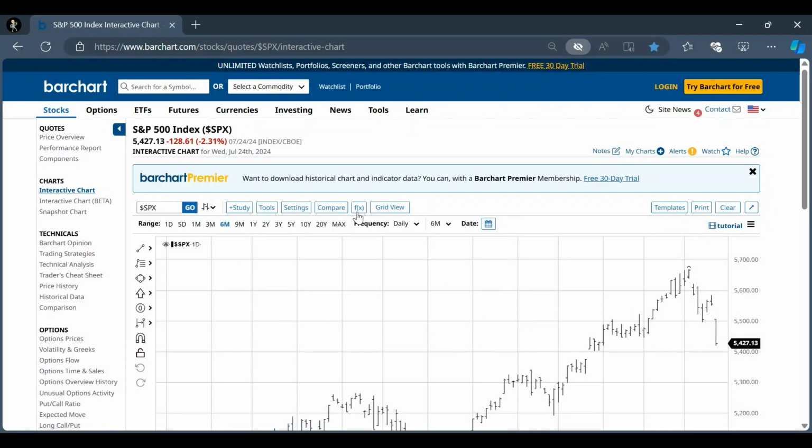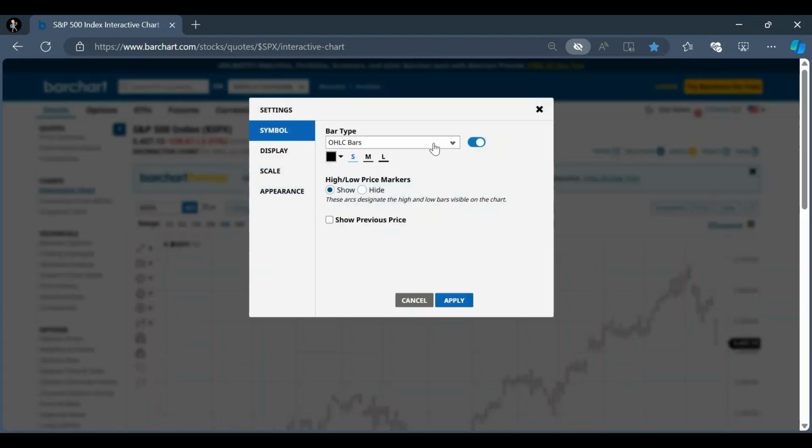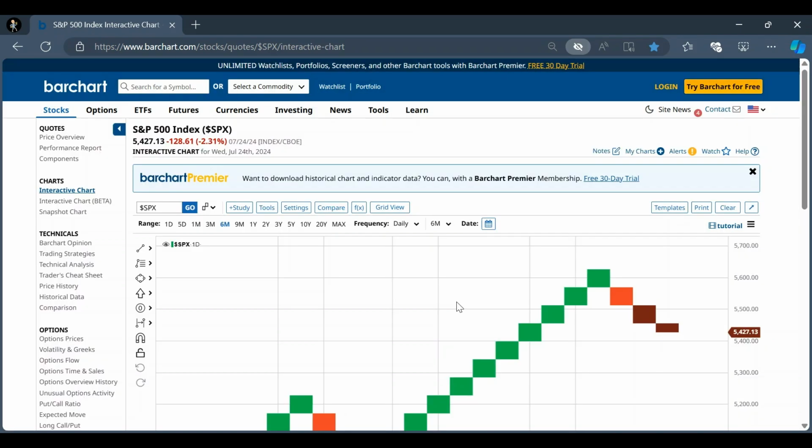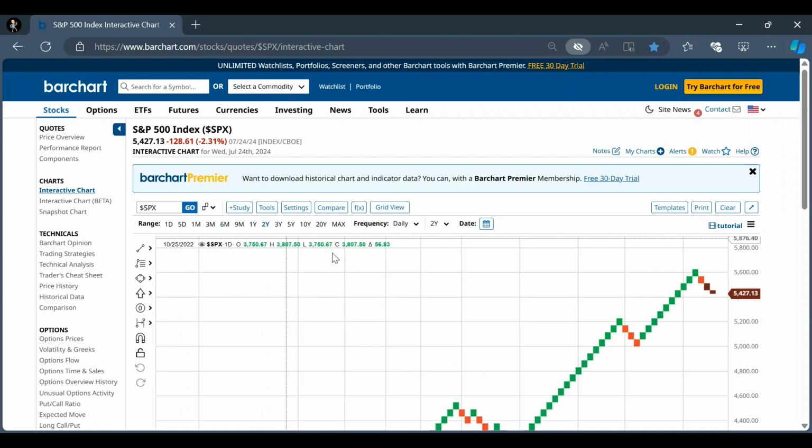First, let's briefly discuss what Renko charts are. Unlike traditional candlestick charts, which are based on time intervals, Renko charts are built using price movement. This means that a new brick is added to the chart only when the price moves by a specified amount, filtering out the noise of minor price fluctuations. Here you can see a Renko chart. Each brick represents a set price movement, making trends easier to spot. Now, let's learn how to read these charts.